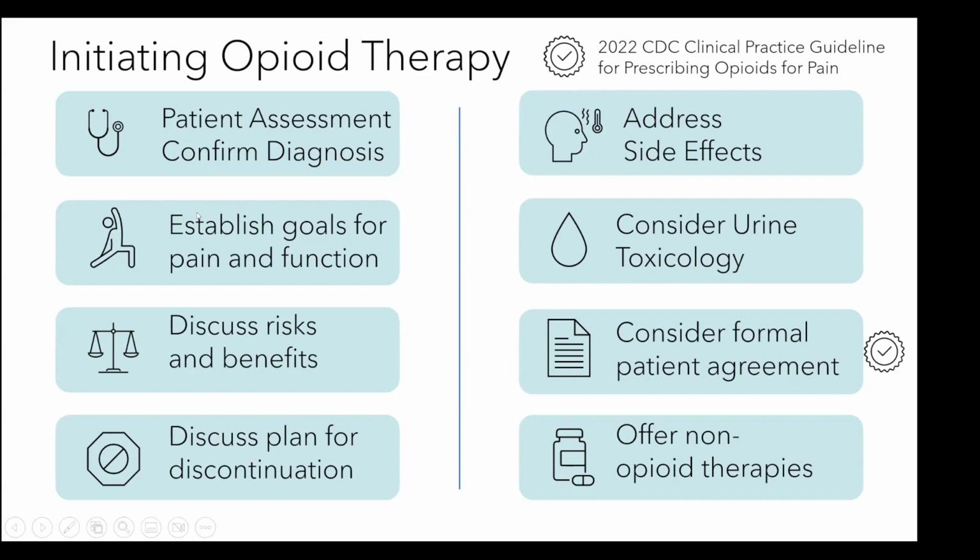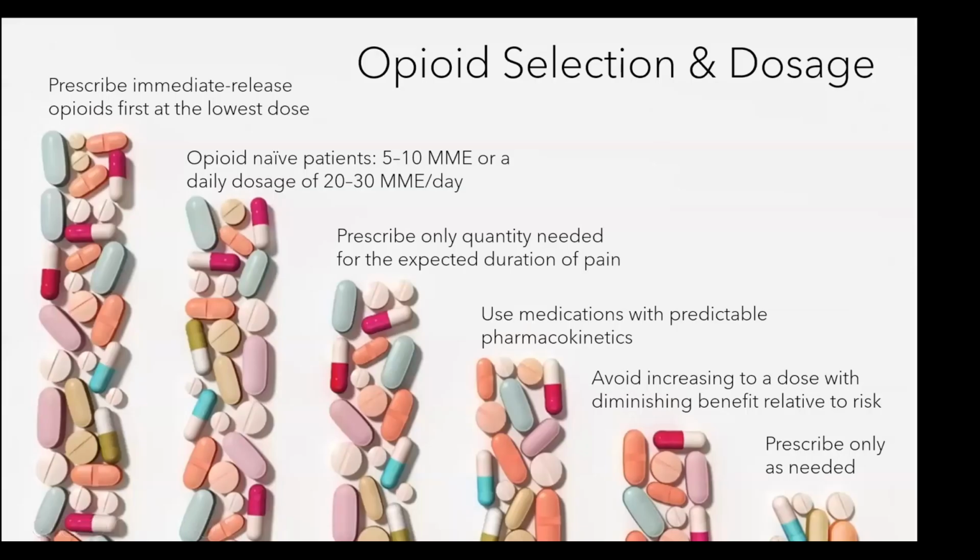So the CDC does indicate that opioids do play a role in some acute pain conditions related to severe traumatic injuries, crush injuries, burns, invasive surgeries. So when you do have to initiate an opioid, you want to prescribe immediate release opioids first at the lowest possible dose. Prescribing immediate release, fast-acting medication with a shorter duration of analgesic effect is preferred. Examples include hydrocodone, morphine, or oxycodone at the lowest available dose.